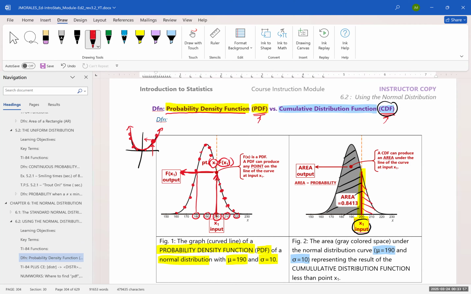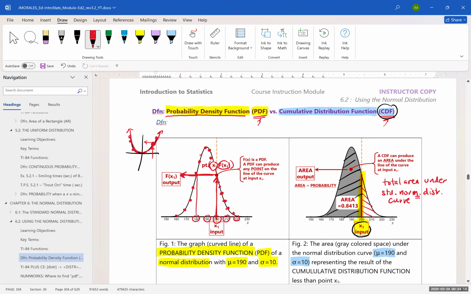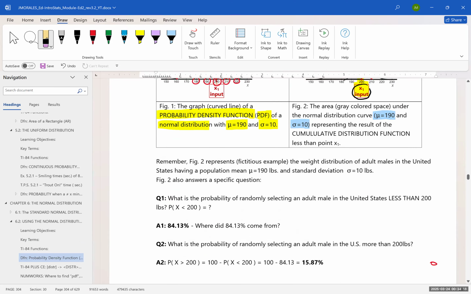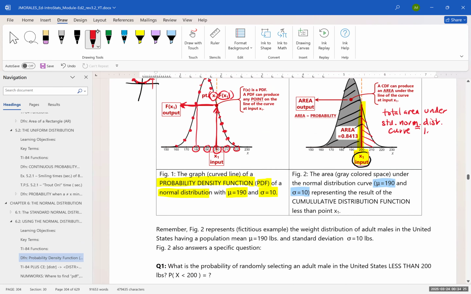And let me refresh your memory. Remember that the total area under a standardized normal distribution curve equals 1.0. Okay, sorry, my finger accidentally touched the slider here.